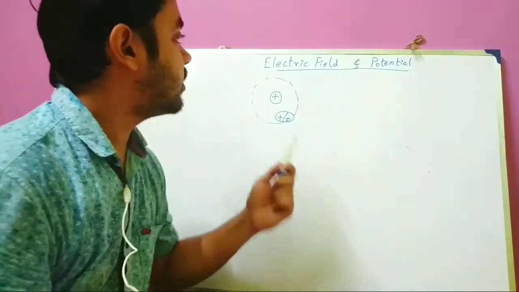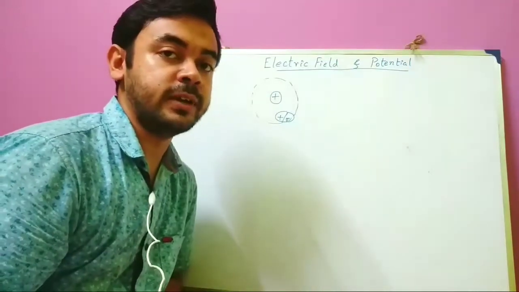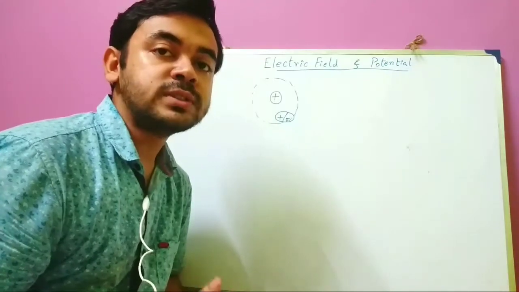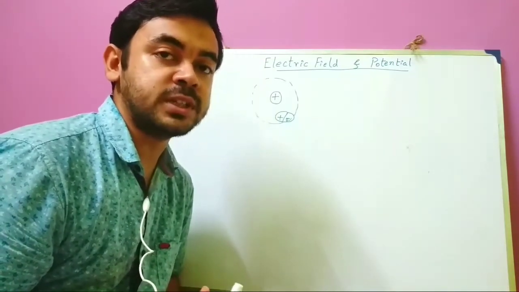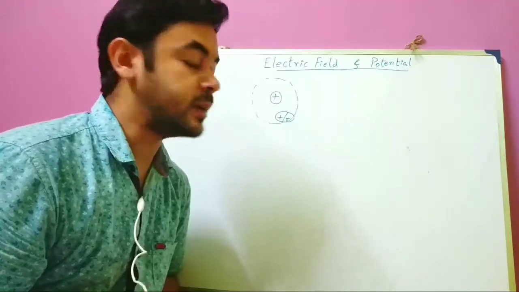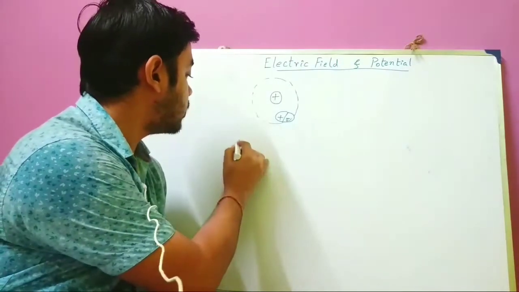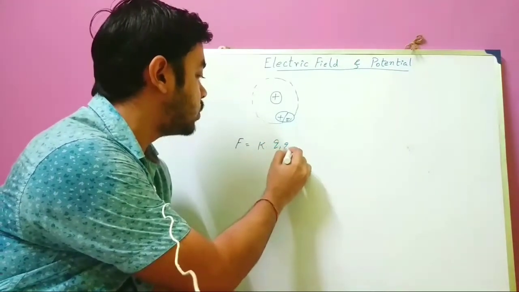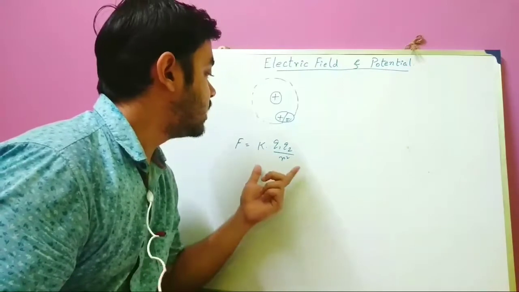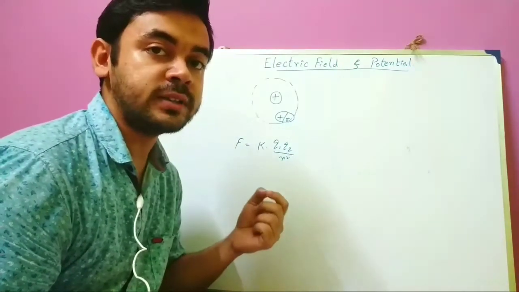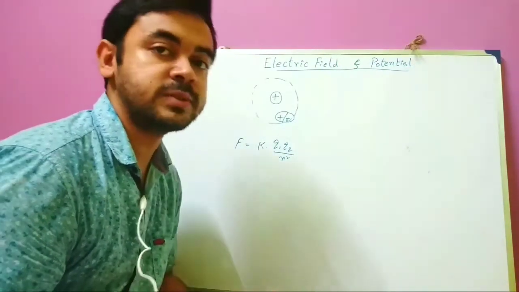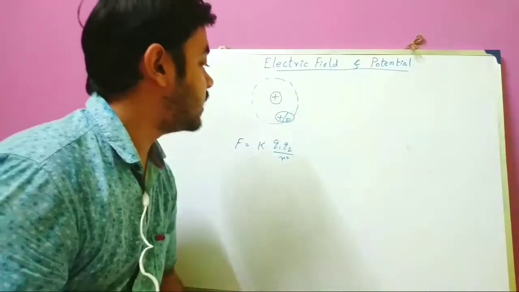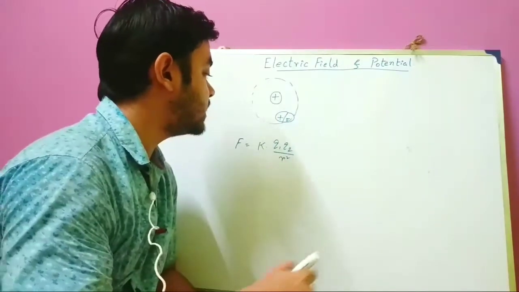Now, what is the definition of electric field? The electric field at any point is defined as the force experienced by a unit positive charge placed at that point in the electric field. According to Coulomb's law, we know the force is given by K into Q1 Q2 by R square, where Q1 and Q2 are the charges of the two point charges and R is the distance of separation between them. Now, according to the electric field, the next charge, that is Q2, is a unit positive charge.